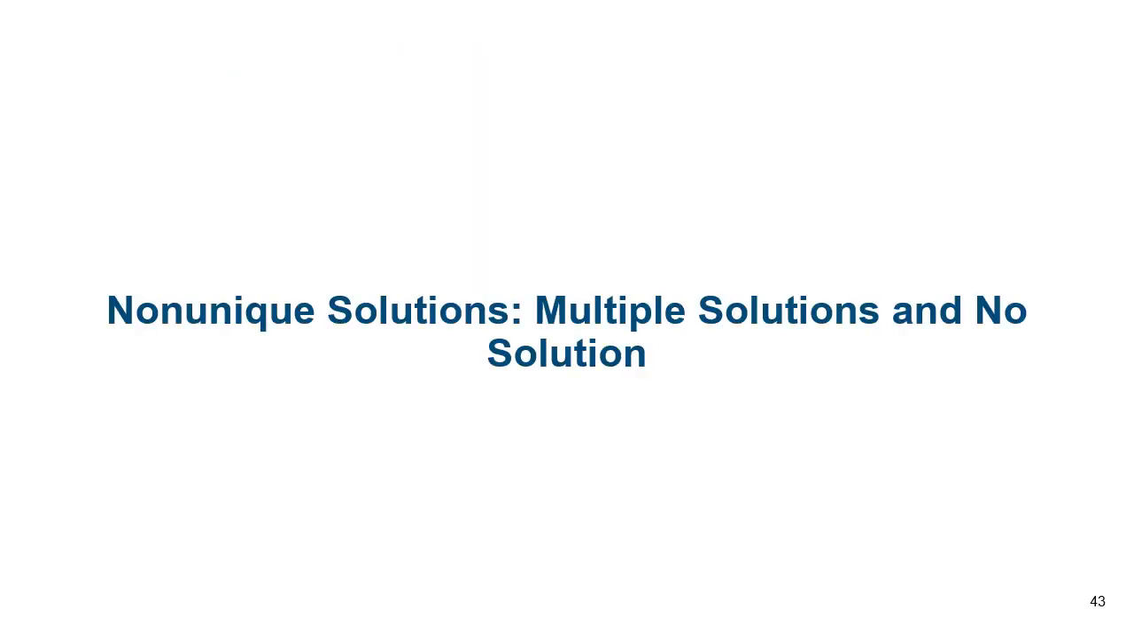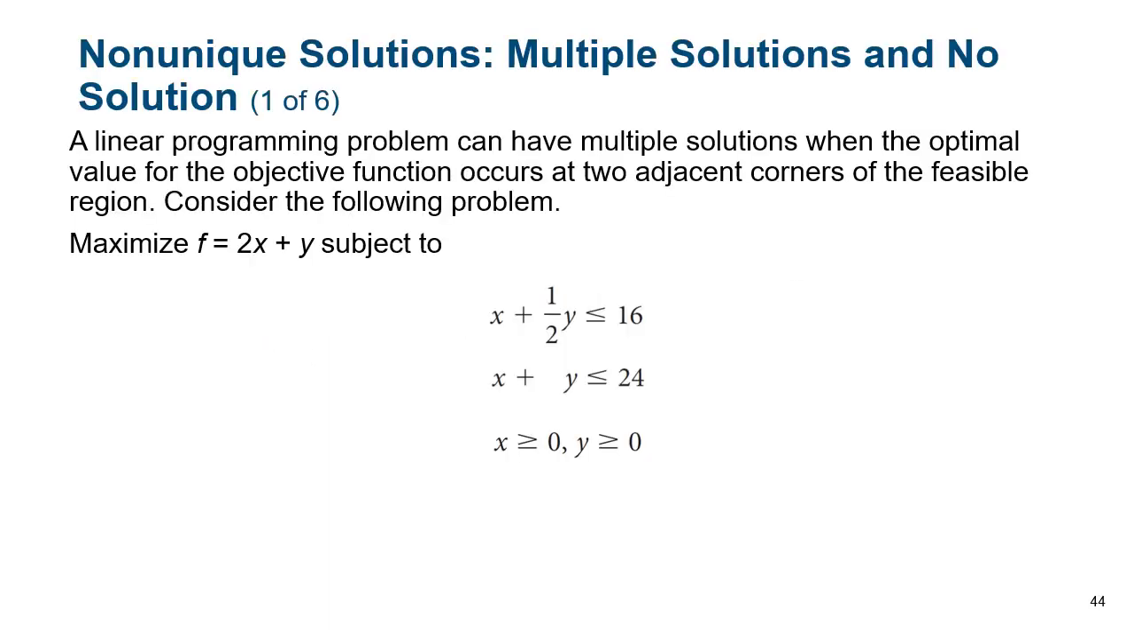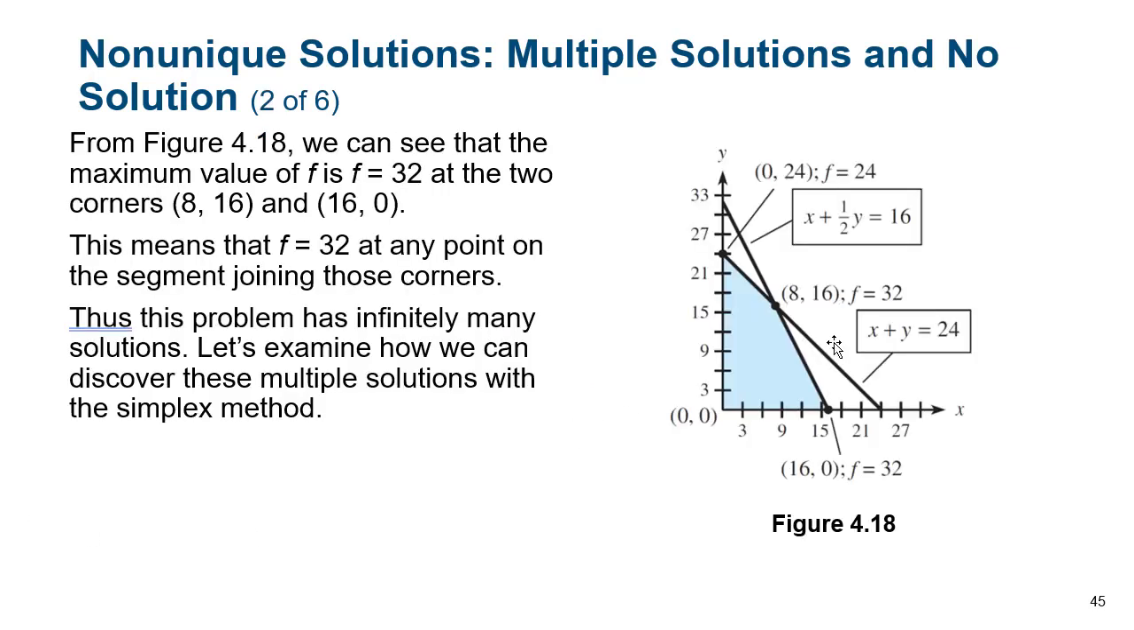How do we know when we have non-unique solutions, meaning we can get multiple solutions or no solution at all? Well, let's look at an example and see when we can kind of identify when it's happening. Here's our function we're trying to maximize. Here are our constraints, right? Everything is still following the rules. If we were to graph it, we see that we have a feasible region. Everything seems to work just fine.